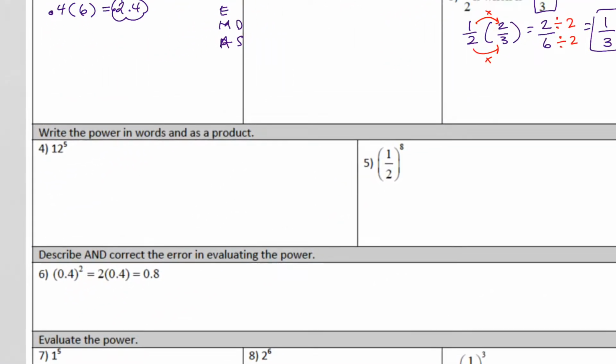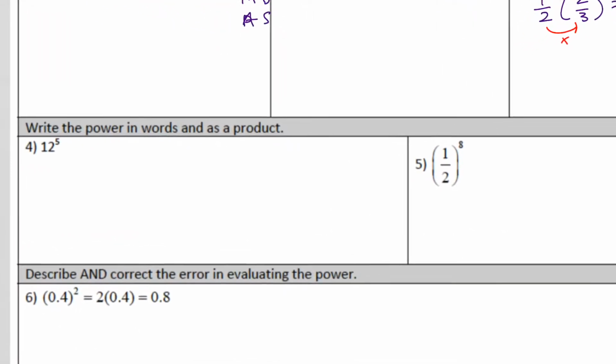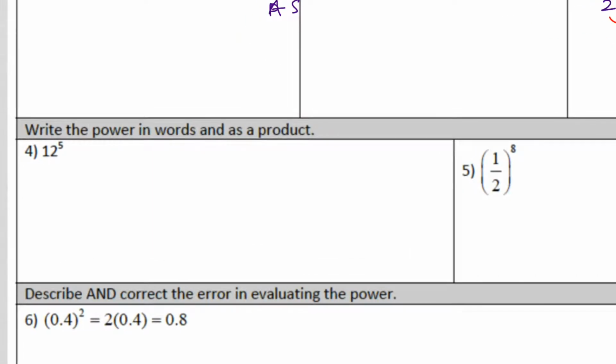Now remember, you can stop, pause this, go back and play it again if you have to. Do whatever it takes for you guys to get this down. All right. So when all else fails, read the directions. So let's look at number 4 here. Number 4 says write the power in words and as a product. Okay. So the key word here is they want you to write it in words and as a product.